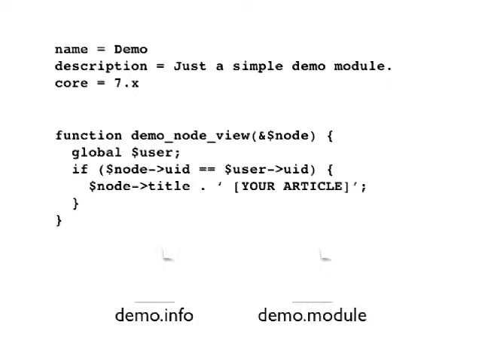Within demo.module, we have one simple function called demo_node_view, and it gets a parameter of node. What this is actually doing is changing the node's title. If it's your article, it's going to say whatever the title is, like About Us or something like that, if that were the node title. And if you were the author, you're logged into the site, and if you actually wrote that, it says in square brackets there, this is your article. So it's a simple administrative helper module that would be like, this is your article. If you disagree with it, you wrote it, sucker.